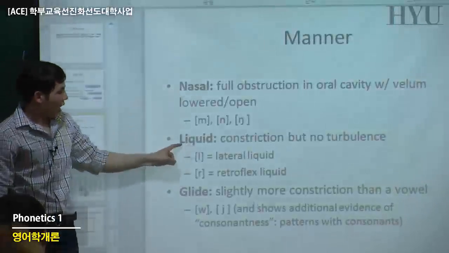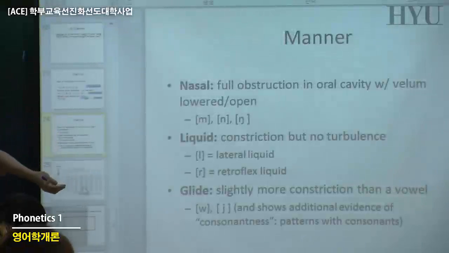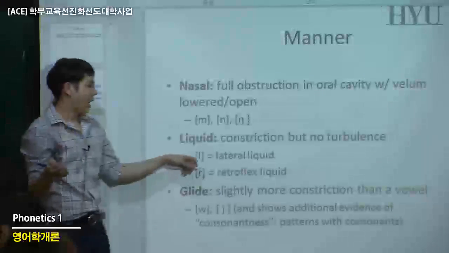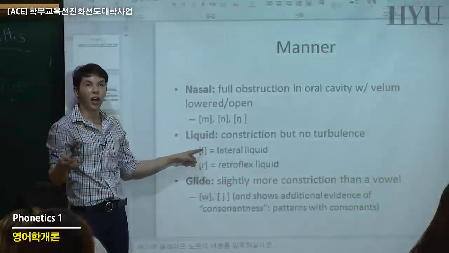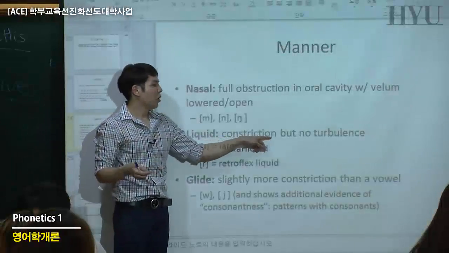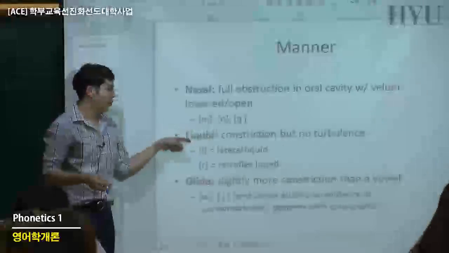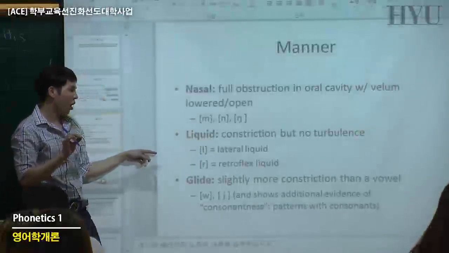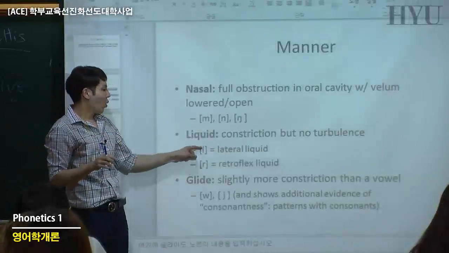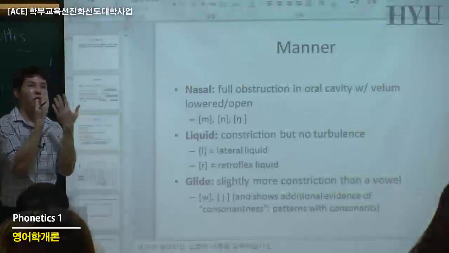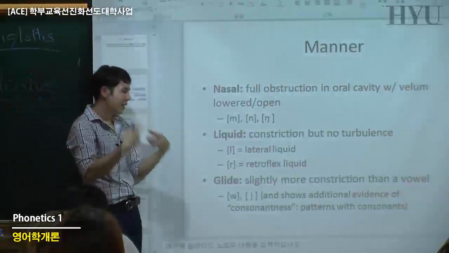Okay. Liquid. This is when the air passes quite freely, as in the cases of L and R. Not much turbulence, not much friction. We call them liquid because they have a quality like liquid. So L and R. When you pronounce the L, the air will pass through both sides of the tongue.